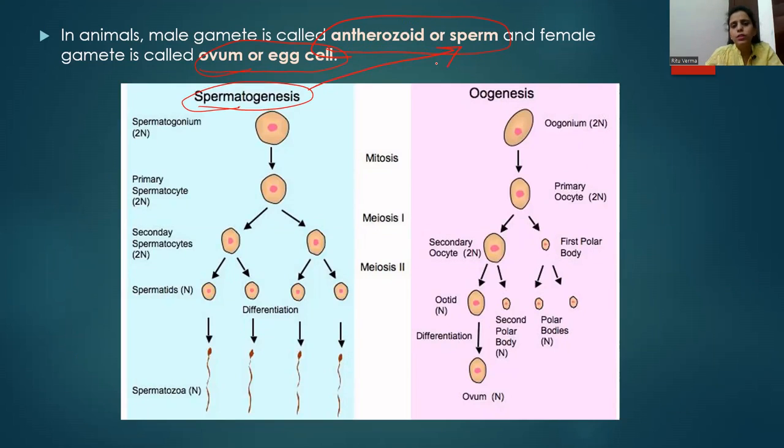The process of formation of ovum or egg cell in female animals is known as oogenesis. Oogenesis means formation of ovum. Spermatogenesis and oogenesis are the two types of gametogenesis. Gametogenesis means formation of gametes in the reproductive organs of animals. We are going to learn about spermatogenesis and oogenesis in detail in chapter number 3, human reproduction.